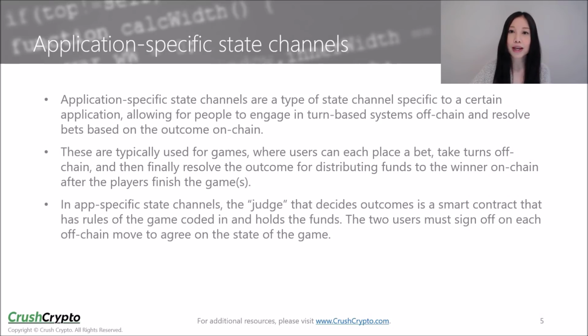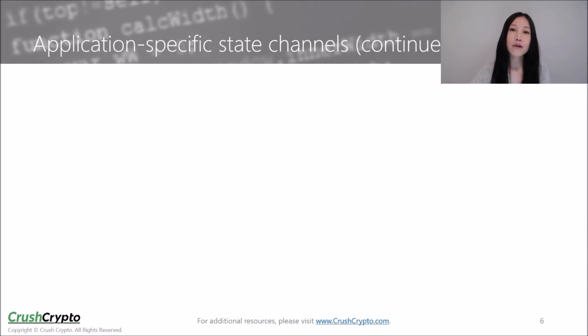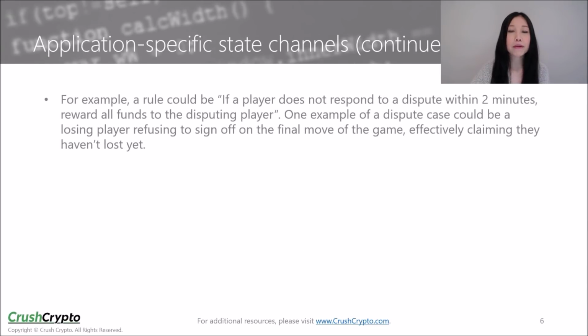The two users must sign off on each off-chain move to agree on the state of the game. The rules coded into the smart contract must account for the scenario where one user is not cooperating and is refusing to sign off on the state of the game. For example, there could be a rule where if a player does not respond to a dispute within 2 minutes, all funds are rewarded to the disputing player.